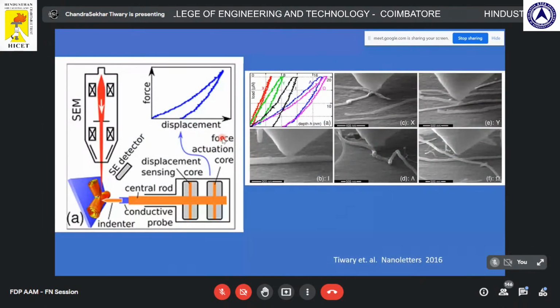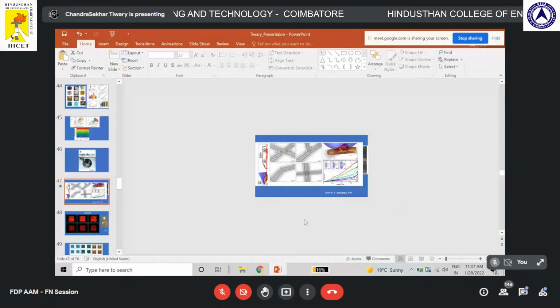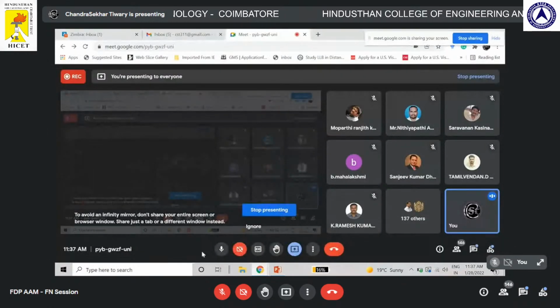Now, moving next, this is where we are going to talk about some fancy areas of exploration, where we are going to talk about utilizing nanoscale structures to build complex structures. If you have any question, we can take up a question quickly.